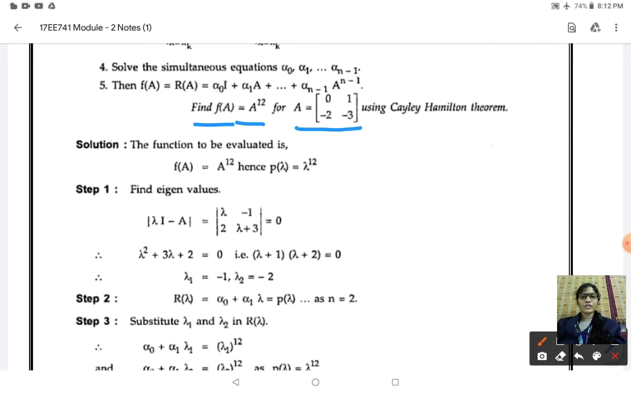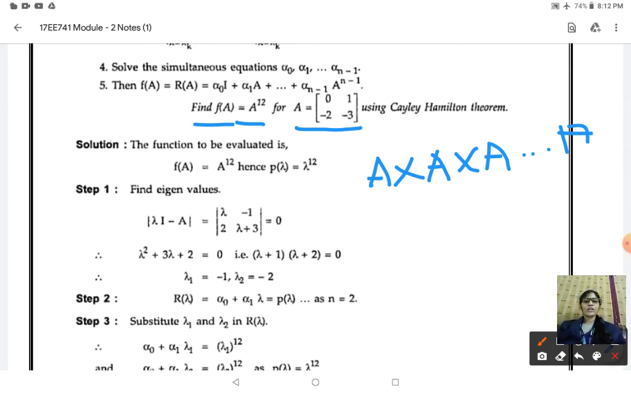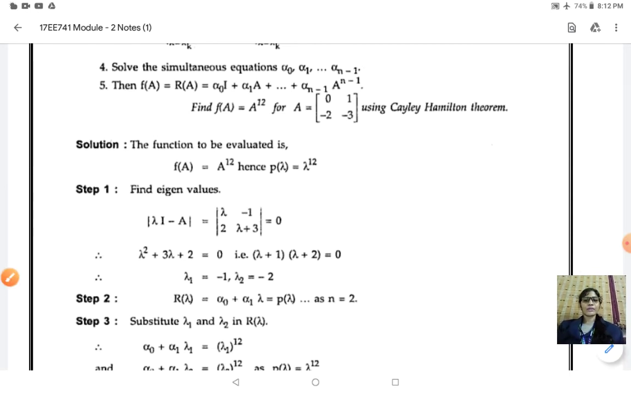For the matrix A, it means A into A into A, and so on, till 12 times, where the multiplication becomes a complex one. Now we can eliminate all this complexity with the use of the Cayley-Hamilton method. In the Cayley-Hamilton method, first we write the function we need to identify, f of A. It is nothing but A to the power of 12.